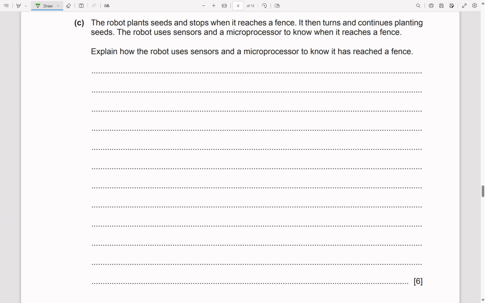The robot plants seeds and stops when it reaches a fence. It then turns and continues planting seeds. The robot uses sensors and a microprocessor to know when it's reached a fence. Explain how the robot uses sensors and a microprocessor to know it's reached a fence.